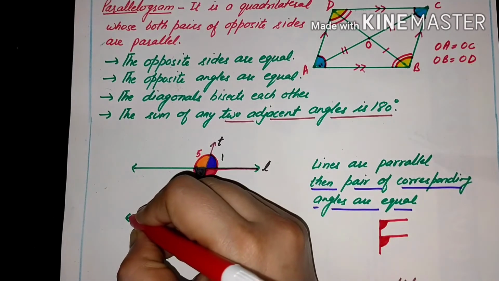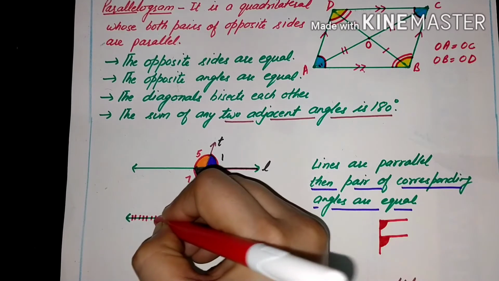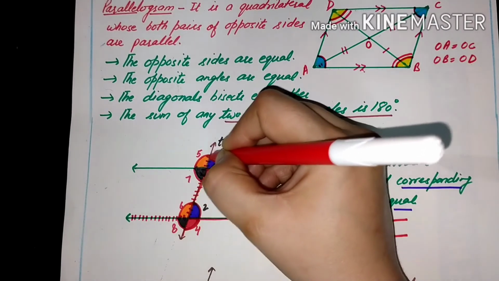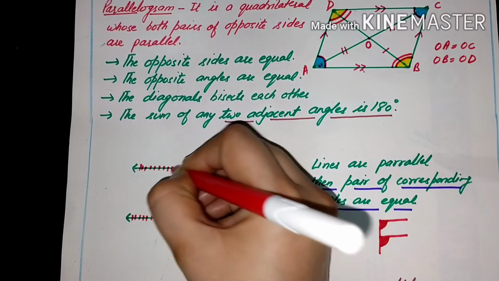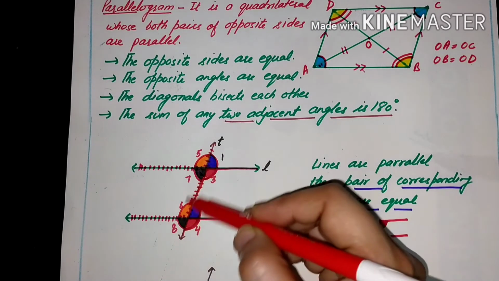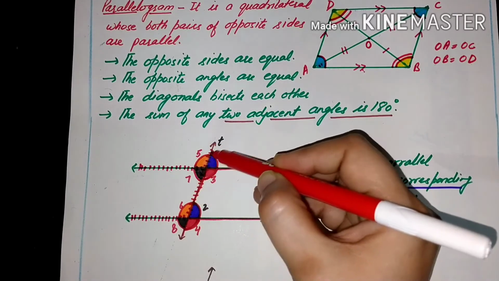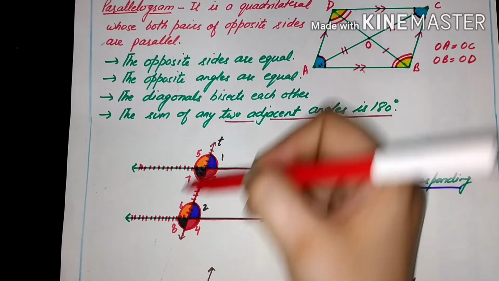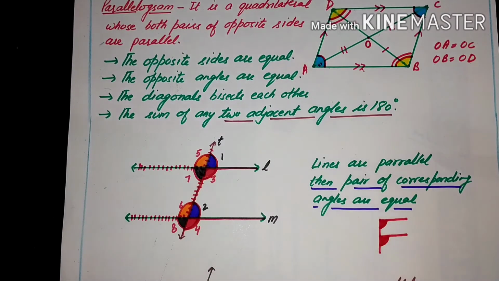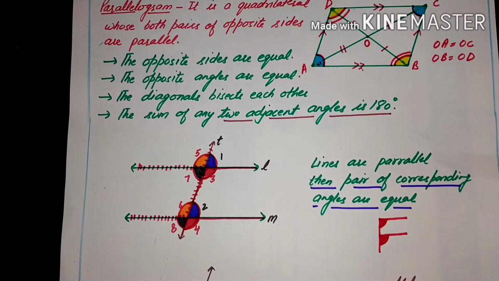Similarly, if you can see here, this is also a symbol of F, and you can see here angle 5 and angle 6. Angle 5 will be in the exterior of that symbol F and angle 6 will be in the interior. So angle 5 and 6 will be corresponding angles. So this is the way how you can recognize them. And always remember, if lines are parallel, then only they will be equal.